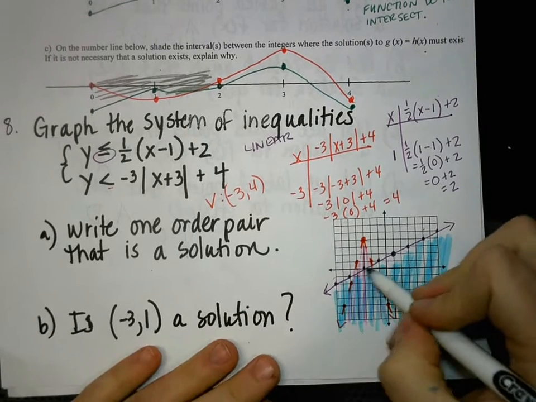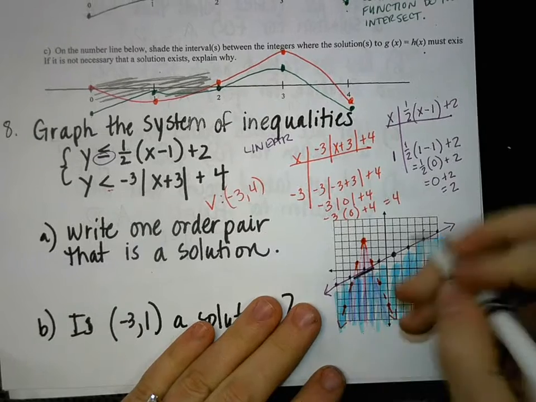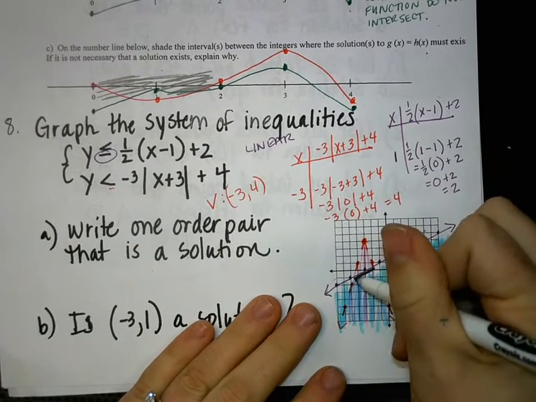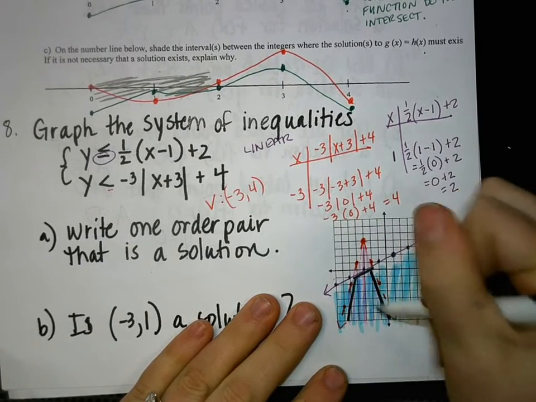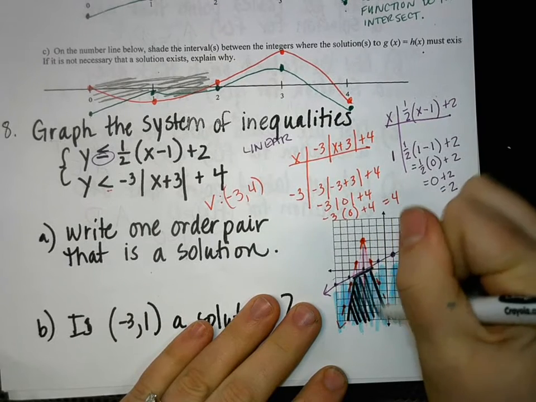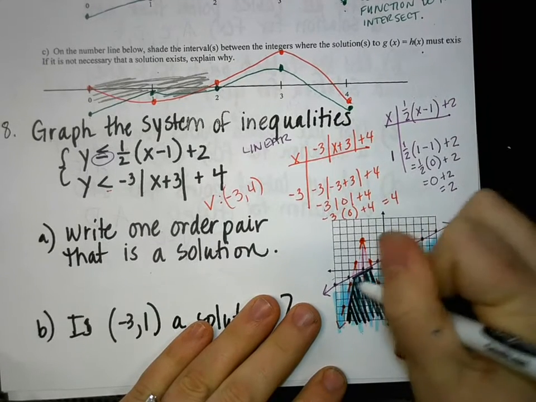So the part that overlaps is going to be underneath both functions. It has to be underneath both at the same time. So this is the region that my solution is.